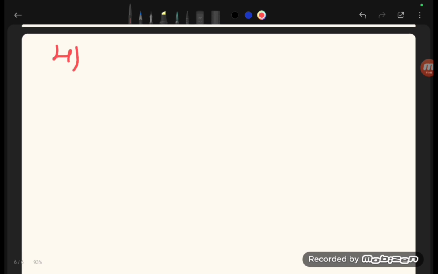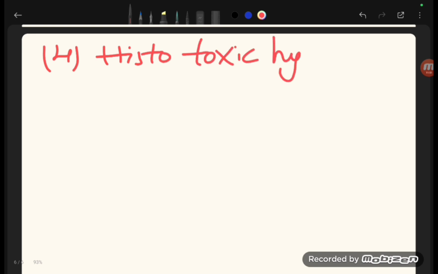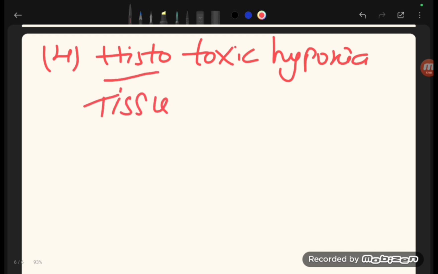The fourth type of hypoxia is histotoxic hypoxia. Histotoxic hypoxia means due to tissue. Histo means tissue. The main cause of histotoxic hypoxia is cyanide poisoning.